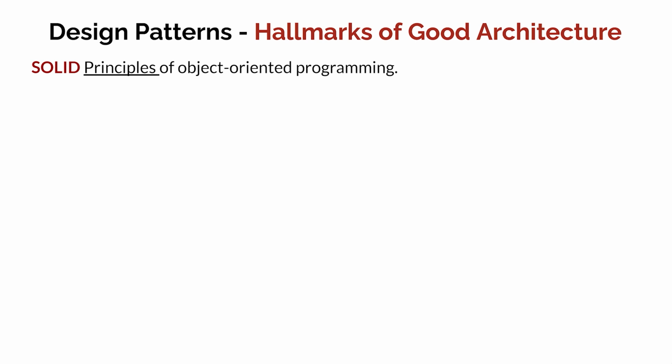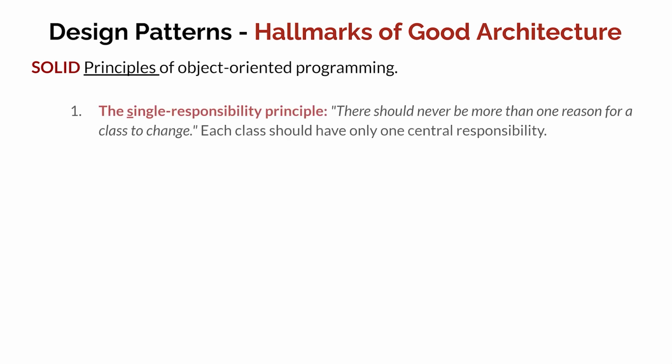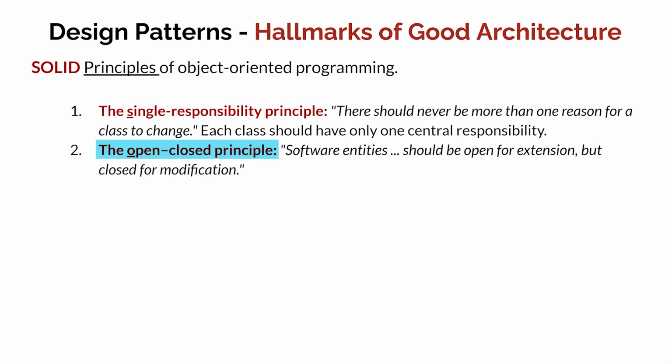Let's have a look at the SOLID principles of object-oriented programming. We have a number of them. We have the single responsibility principle, which basically states that there should never be more than one reason for a class to change. Each class should only have one central responsibility. Then we have the open-closed principle. Software entities should be open for extension but closed for modification.